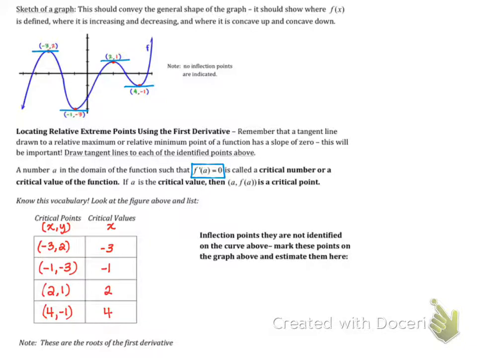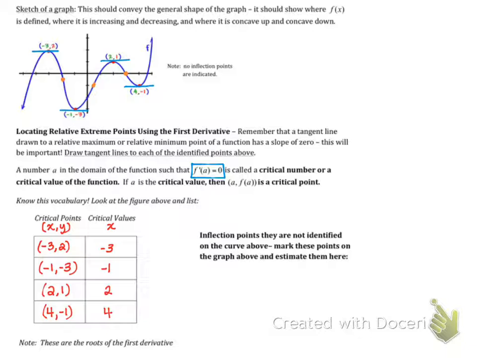Okay, so again, like I said, inflection points are not identified on the curve above, but we're going to mark them on the graph and estimate them. So if I go back up to the graph, then I can estimate that there's an inflection point around (-2, -1/2), (1/2, -1), and then (3, 0).